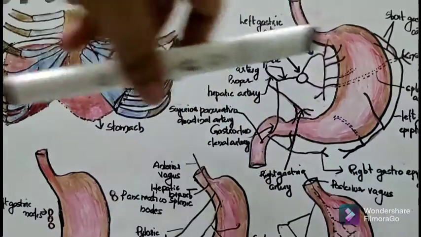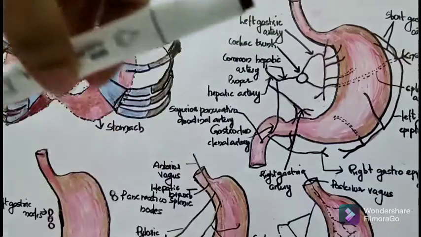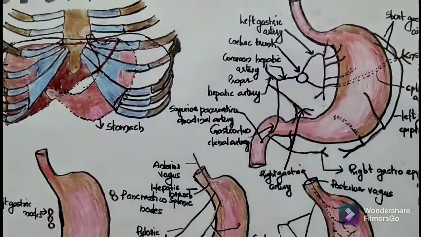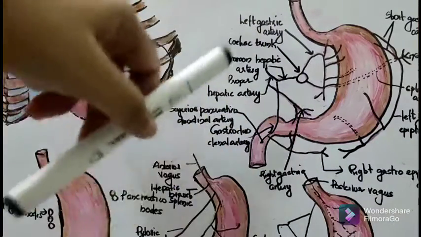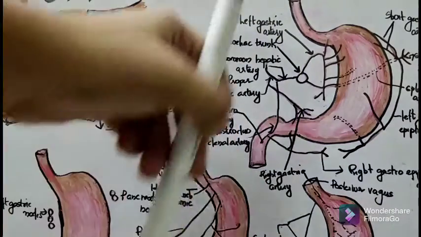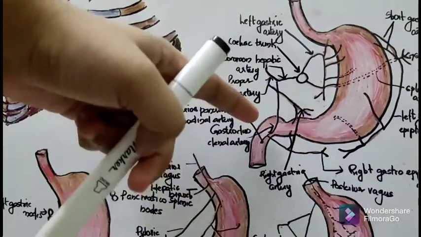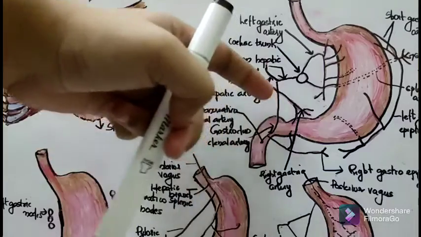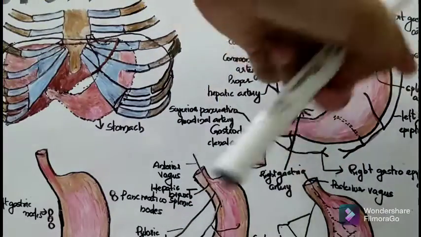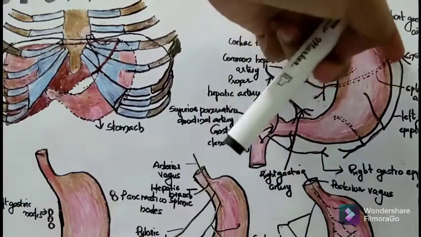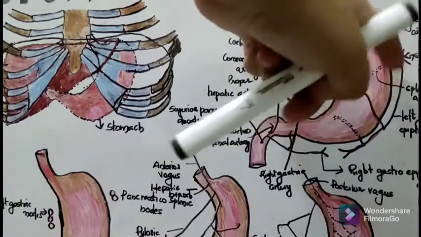And the greater curvature of the stomach is supplied by the right gastroepiploic artery and also the left gastroepiploic artery. The right gastroepiploic artery is a branch from the gastroduodenal artery. This is the gastroduodenal artery. The left gastroepiploic artery also supplies the greater curvature, and it is a branch from the splenic artery. This is the splenic artery.